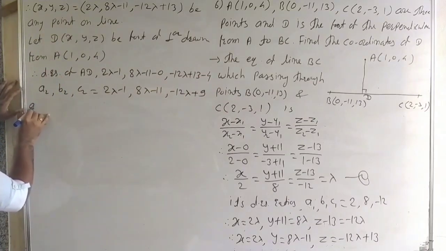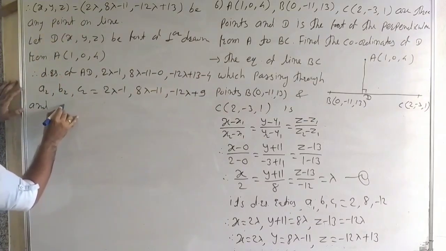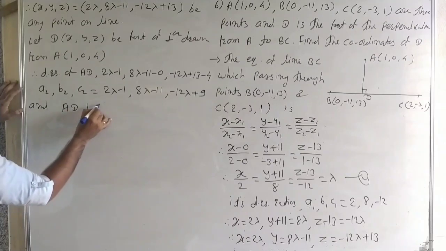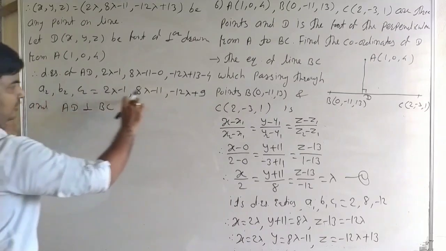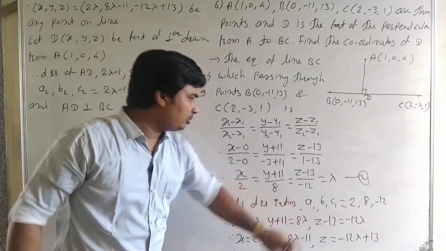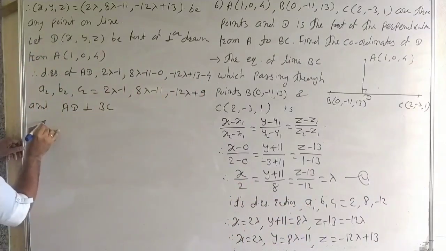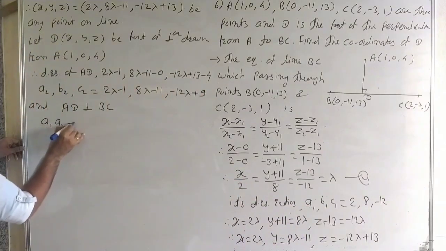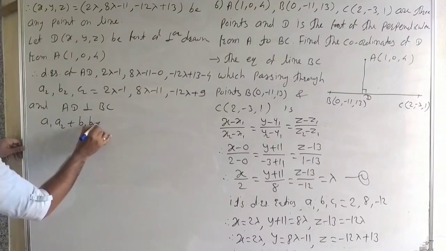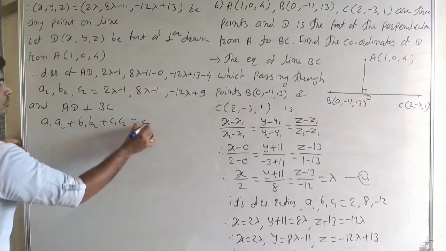And we know that AD is perpendicular to BC. These are the direction ratios of AD and these are the direction ratios of BC. Therefore, we can write A1 A2 plus B1 B2 plus C1 C2 is equal to 0.